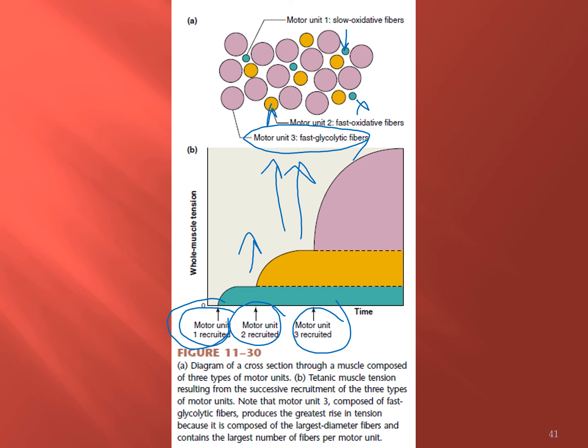Okay. So type 1 is first activated. That produces a low amount of force. It's slow in nature. Then we activate type 2, which is kind of like an intermediate type of fiber that's kind of fast, but not as fast. And then lastly, we'll activate our fastest types of fibers, and that will allow us to produce the greatest amount of force.